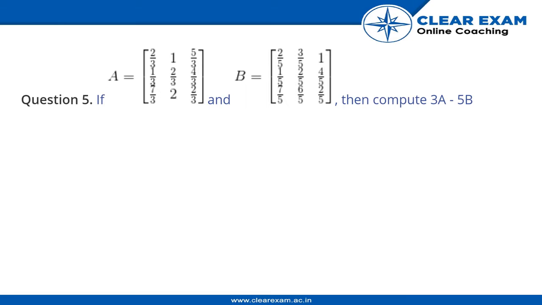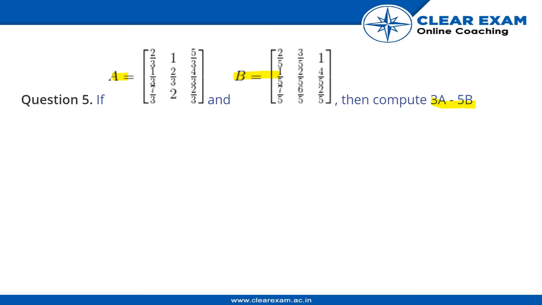And let's see what the question is. What does our question say? So, we are given a matrix A and a matrix B, and we have to compute 3A minus 5B. This is a pretty straightforward question.